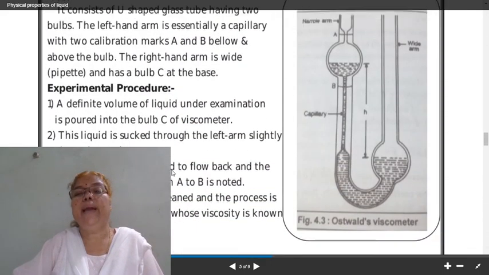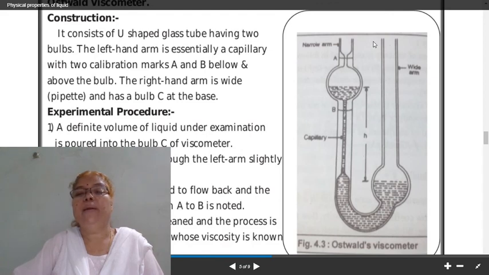Then this is the diagram of Ostwald's viscometer, and Ostwald's viscometer is a U-shaped hollow glass tube having two bulbs. One glass bulb is at the base of the U-tube, and one is at the top of the U-shaped glass tube. This glass bulb is a little smaller, and this one is comparatively bigger, and this is provided with a capillary. This is the construction of Ostwald's viscometer.